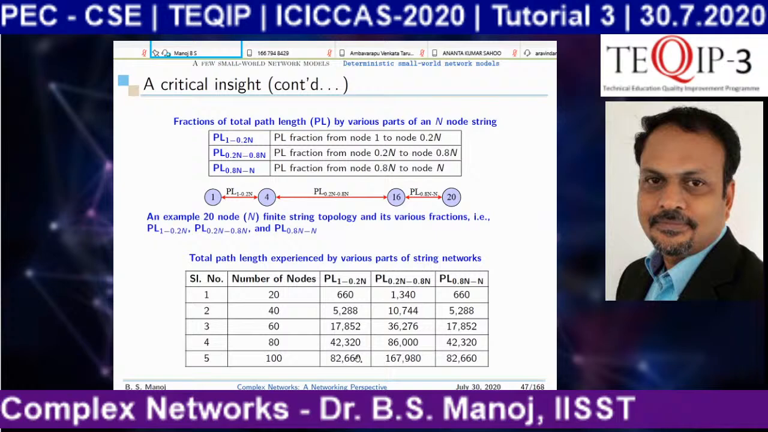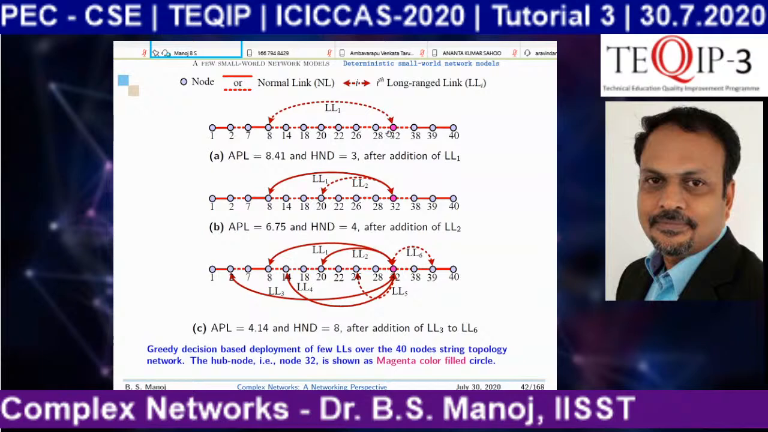Now, what that means is there is an existence of unique points for a string topology network where one long link can be added to achieve the maximum reduction in average path length. Okay, so that is one way a string topology network can very quickly be converted to a small world network, with all the benefits that small world networks come with.